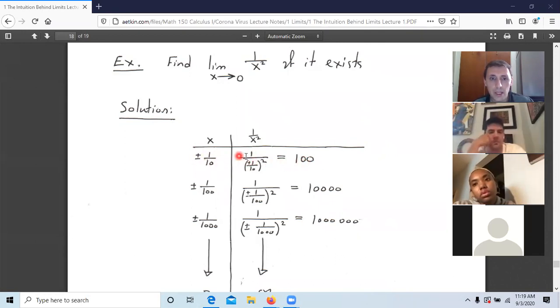What we have here is if I square a positive or a negative number, I get the same thing. So this is counterfeit 0.